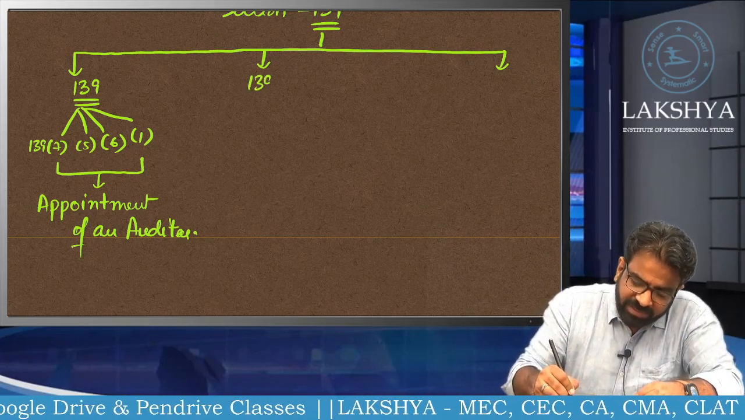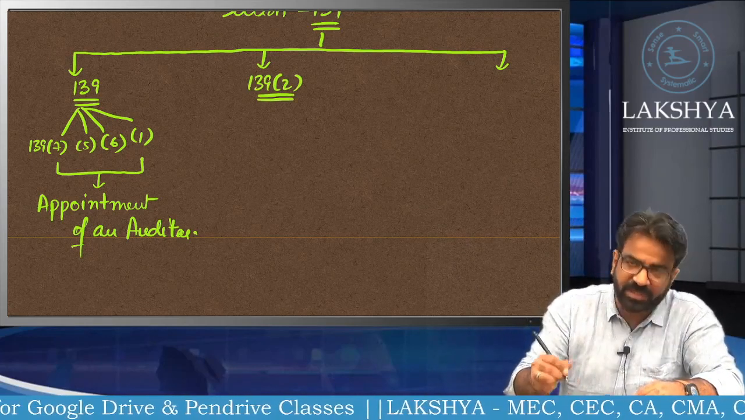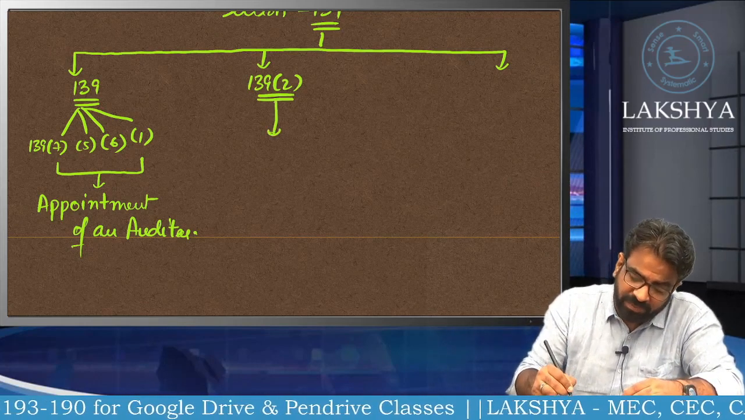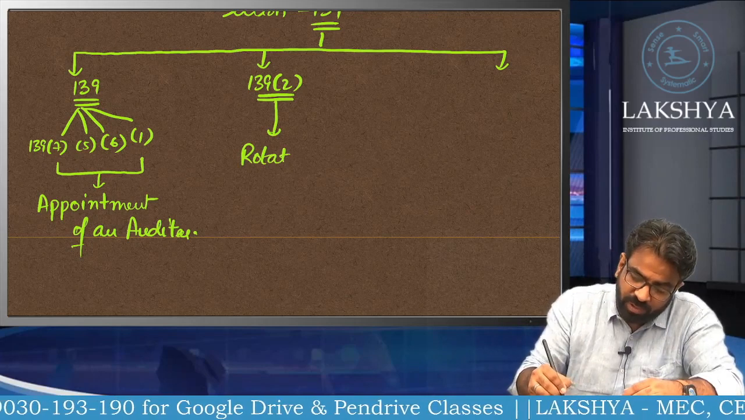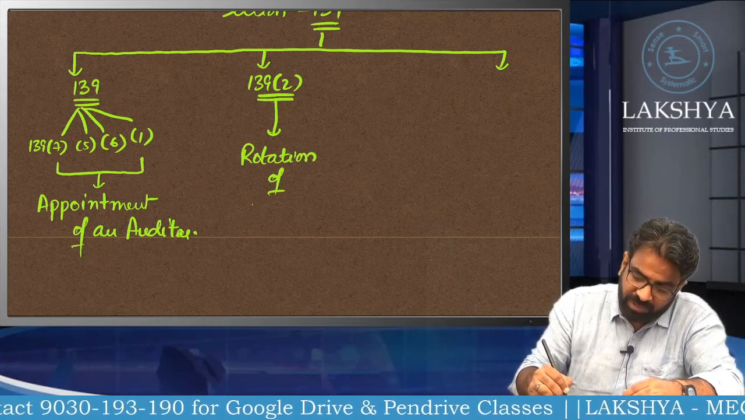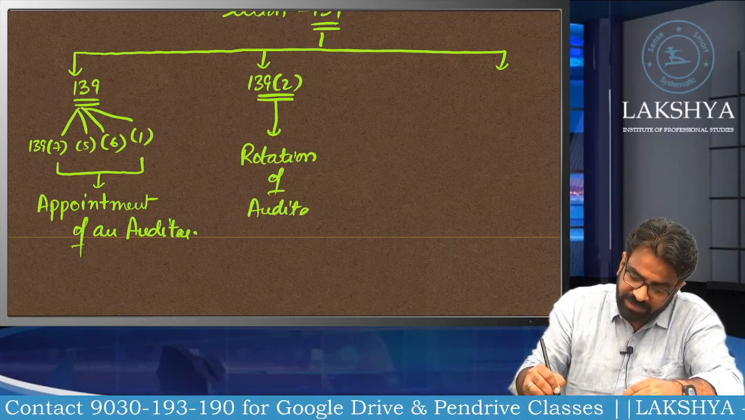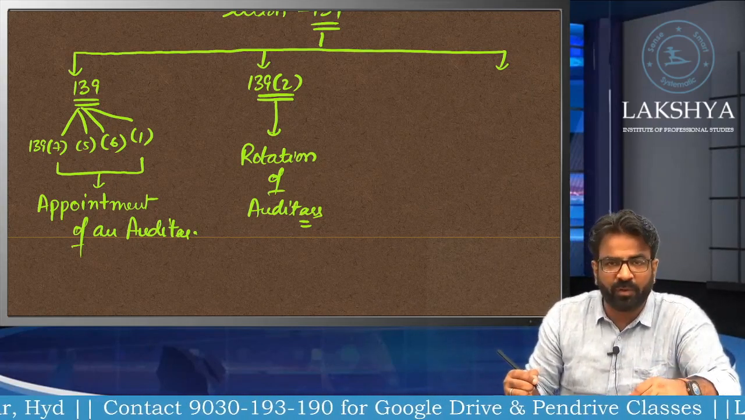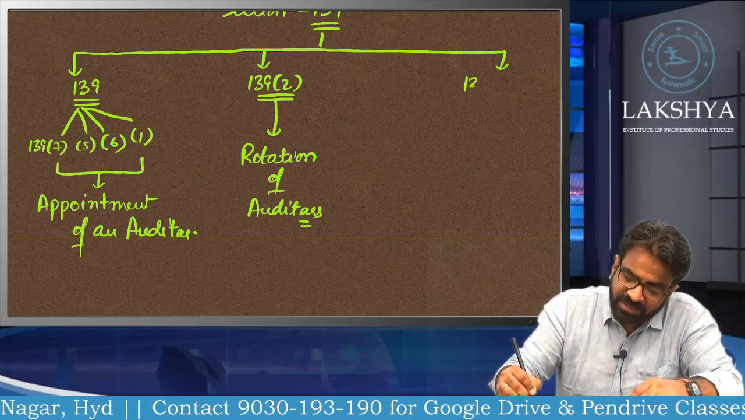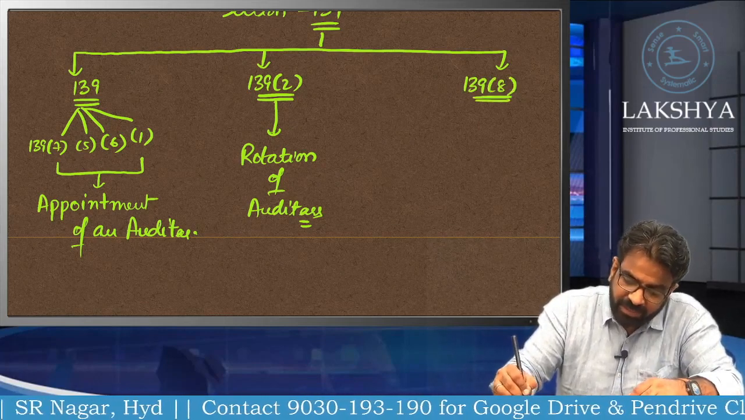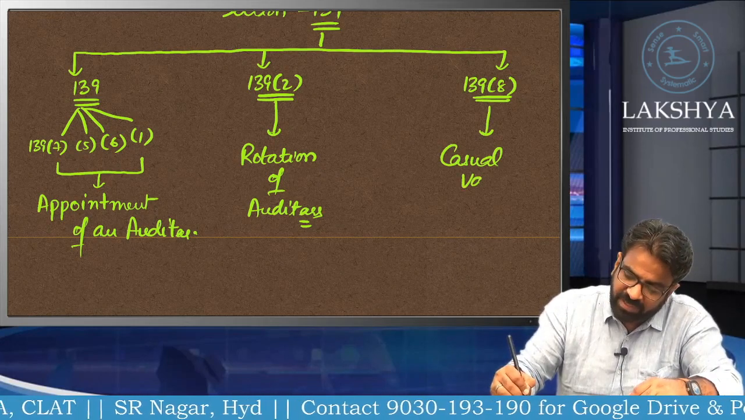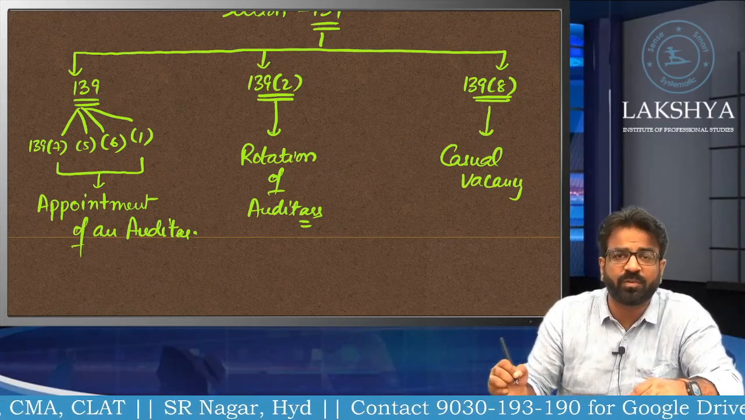Next we'll understand section number 139 subsection 2. Section 139 subsection 2 talks about rotation of auditors. Then what is section 139 subsection 8? Section 139 subsection 8 talks about casual vacancy.